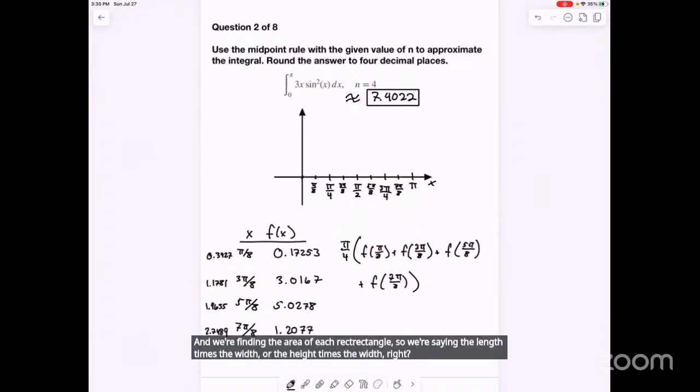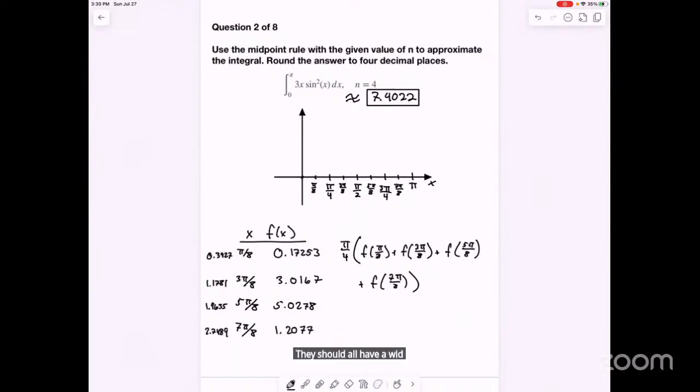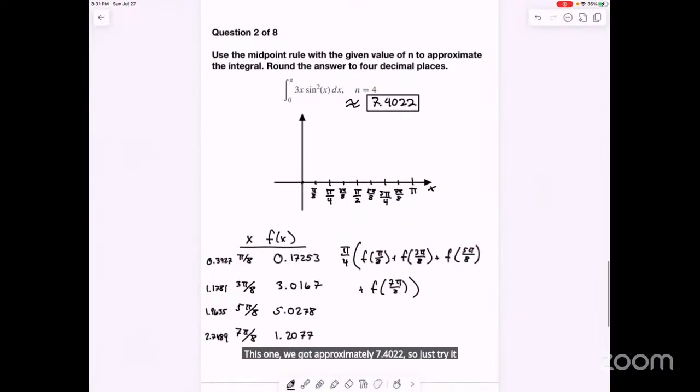The height we're generating from the midpoint of each rectangle. They should all have a width of pi over 4. So then we're just saying pi over 4 times each height, adding those results up. This one we got approximately 7.4022. So just try it. Let me know how it works out for you.